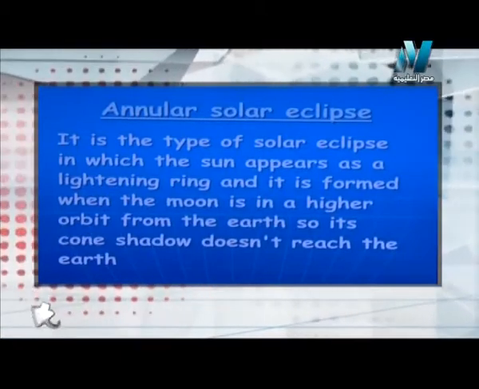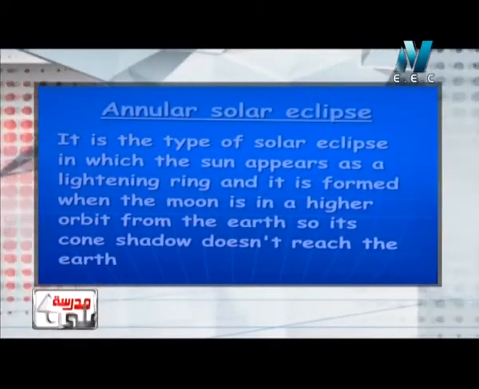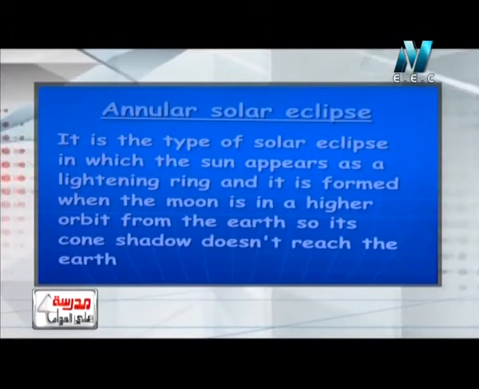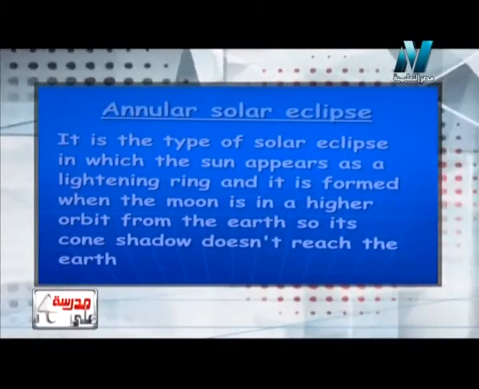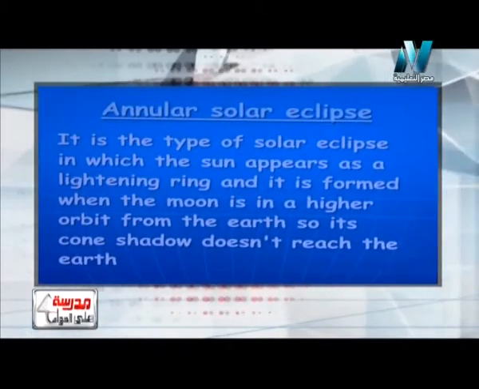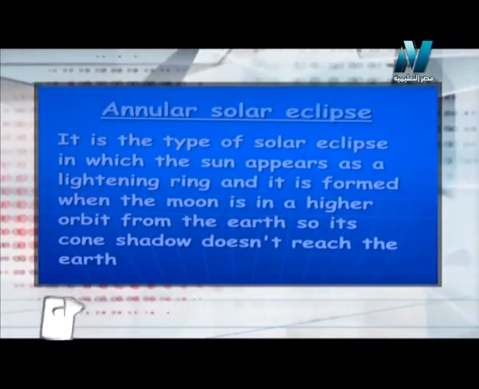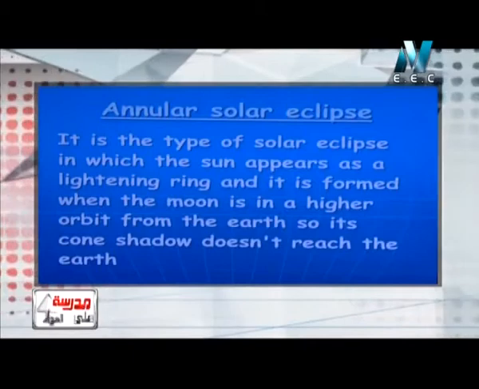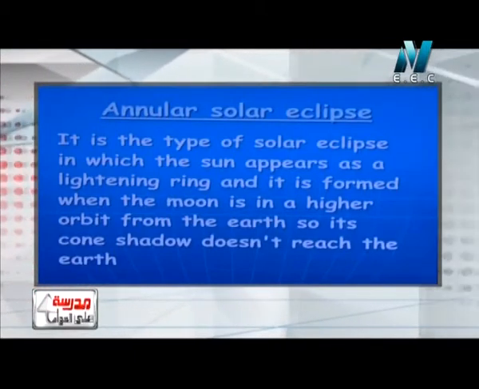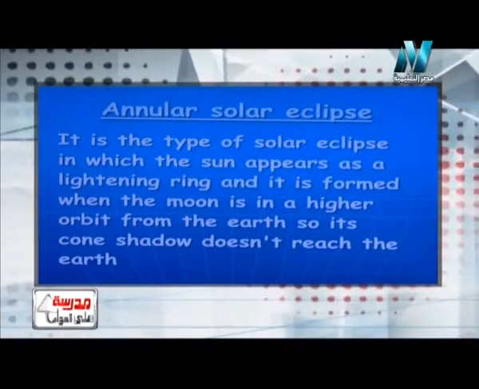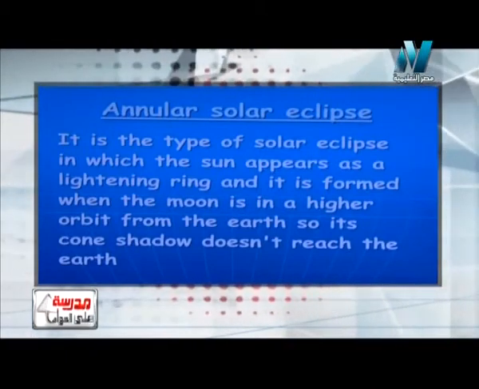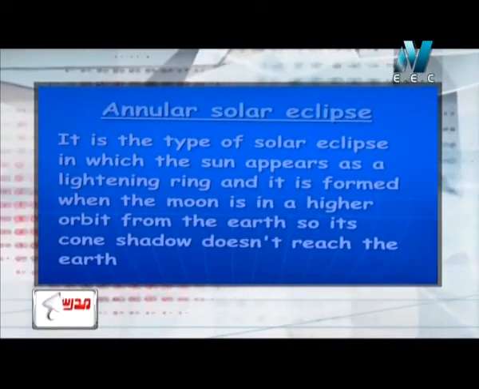So what about the last type, which is called the annular solar eclipse? I see the definition is really a bit long, but we can understand it, not memorize it. It's a type of solar eclipse in which the sun appears as a lighting ring. I see only the outer edges of the sun, and it is formed when the moon is in a higher orbit from the earth, so its cone shadow doesn't reach the earth.